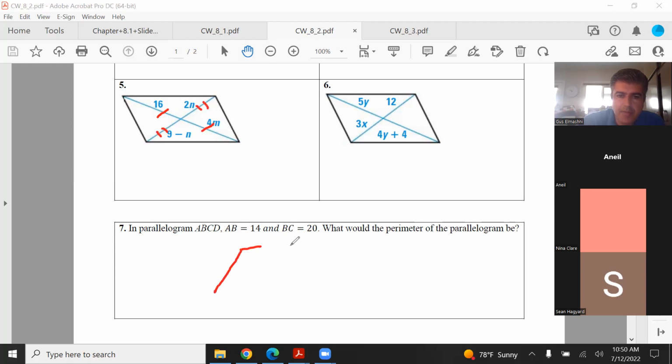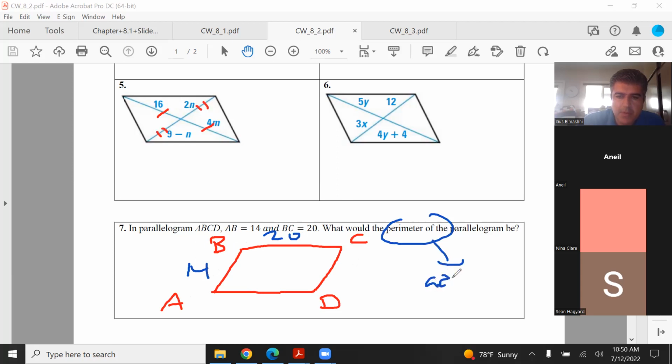Here you're going to want to draw A, B, C, D. So that's 14 and that's 20. We want the perimeter, which means you want to add up all the sides. Just give you guys a minute or two.